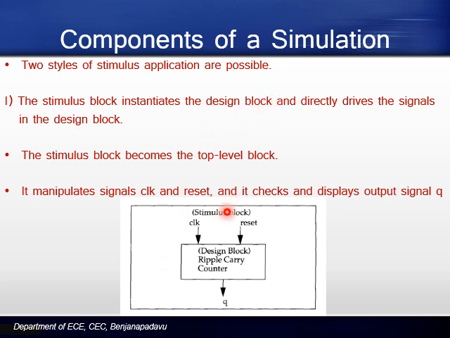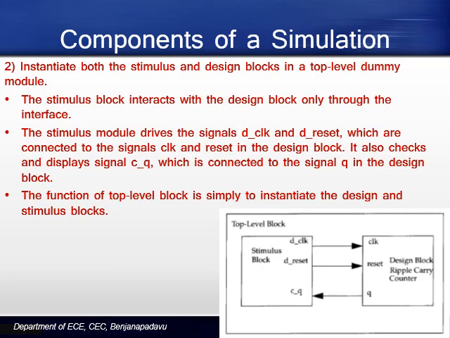You can see here the stimulus block is the top level module, and inside the stimulus block you have instantiated the design block, that is the ripple carry counter. The ripple carry counter has two inputs, clock and reset, and output Q. The stimulus block manipulates these input signals, that is clock and reset, and checks for the output on the output signal Q. The other method of applying stimulus is instantiating both the stimulus block and the design block in a top level dummy module.